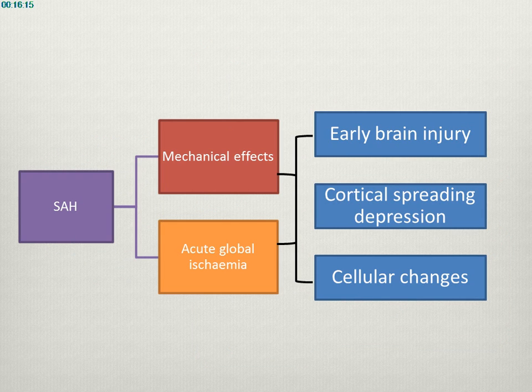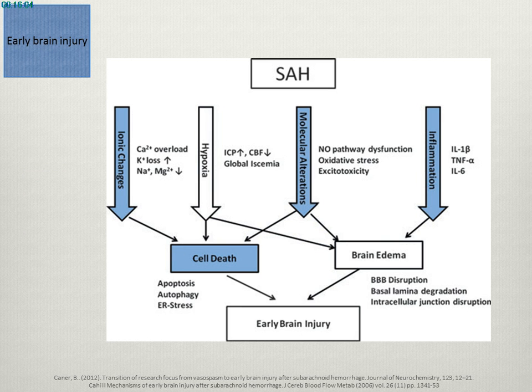This mechanical and global ischemic effect produces a couple of conditions: early brain injury, cortical spreading depression, and cellular changes. If we think about early brain injury, we have a lot of changes happening after the bleeding. Activation of inflammation, for example, because the blood goes in the subarachnoid space where it is not usually present. We have molecular alterations, nitric oxide dysfunction, oxidative stress. We have hypoxia due to the low flow. And in more extreme cases we have cell death, or small areas of cell death, and brain edema due to the opening of the blood-brain barrier due to the presence of blood, and we will see that in a while. This is called early brain injury. It's a phenomenon happening immediately after the bleeding.